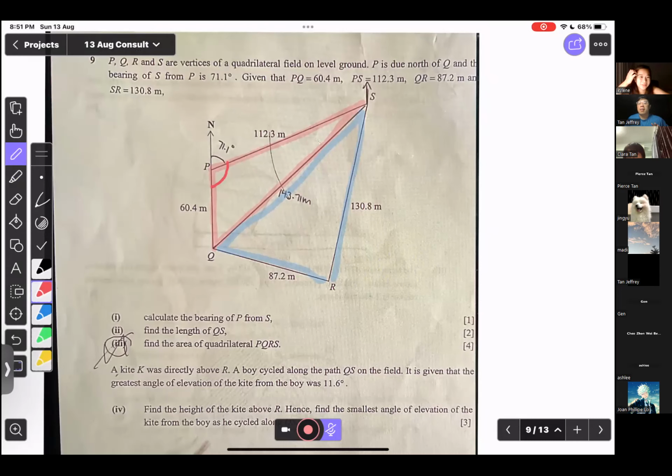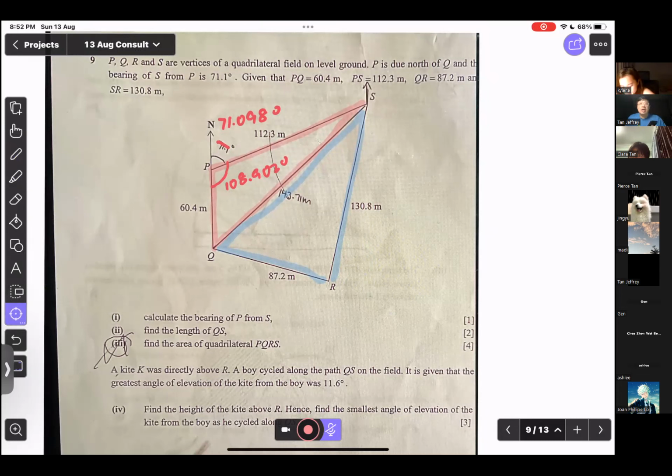180 minus 71.1. Correct. Okay, so just to be careful, take about 3 decimal places to avoid a rounding off error. So let's assume, for example, it's 71.098 something like that. Then this will be 180 minus 71.098. This angle will be 108.902. So from here, you have half ab sine C.